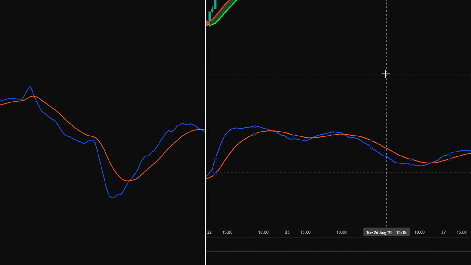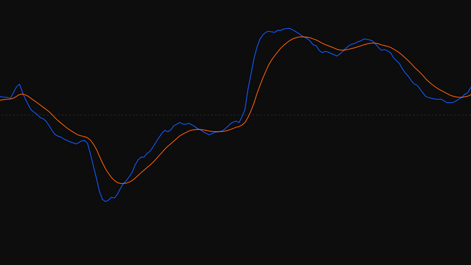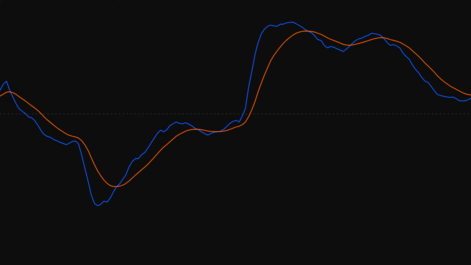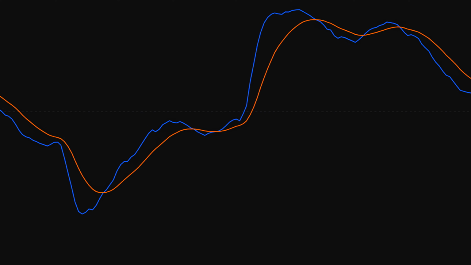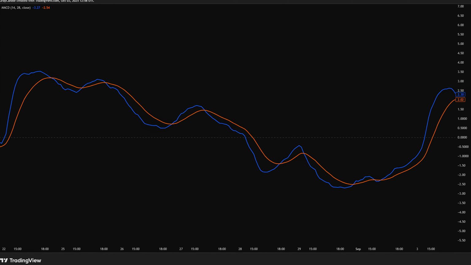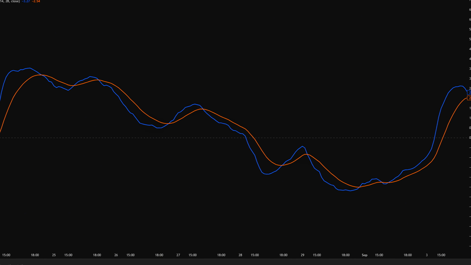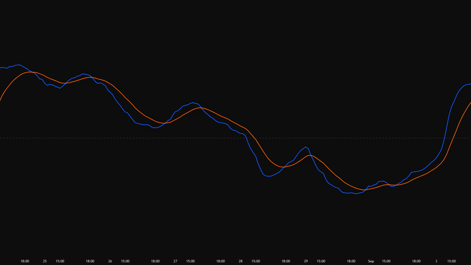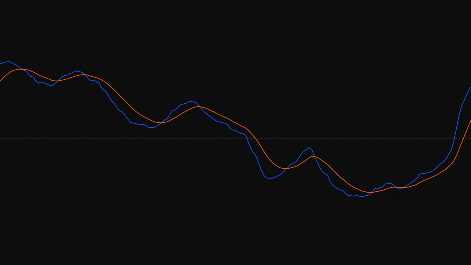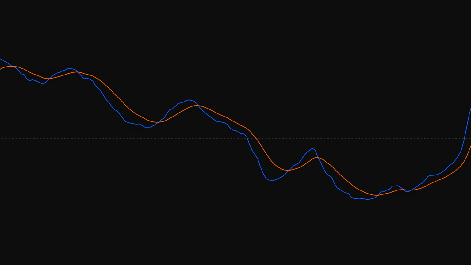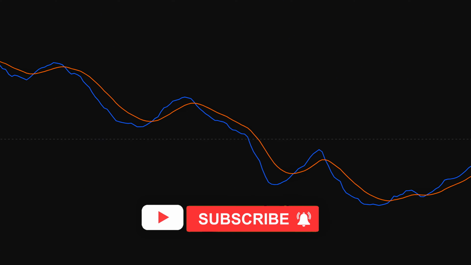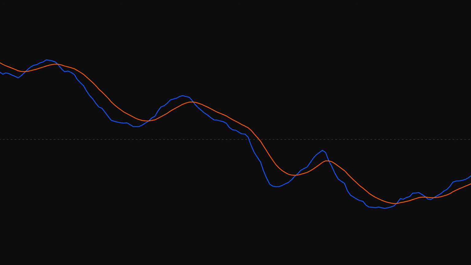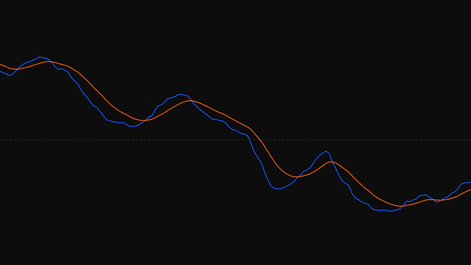Here's how we read it. When the MACD line crosses above the signal line, that gives us bullish confirmation, suggesting momentum is shifting upward. When the MACD line crosses below the signal line, that's bearish confirmation, signaling momentum is turning downward. The key here is that the MACD isn't used to find trades on its own. It's used to confirm what the Generalized SSL is already telling us.